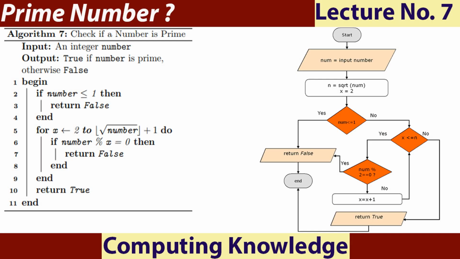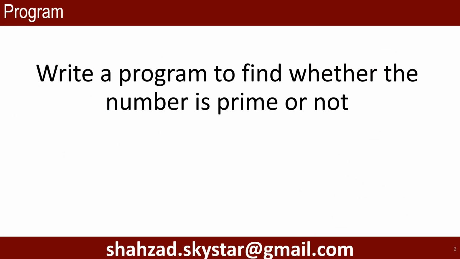A prime number is a number that can only be divided evenly by itself and 1. For example, numbers like 2, 3, 5, and 7 are all prime because they have no other divisor. Stay with me as I'm going to explain the logic and process to identify prime numbers step by step. Let's get started. Write a program to find whether the number is prime or not.